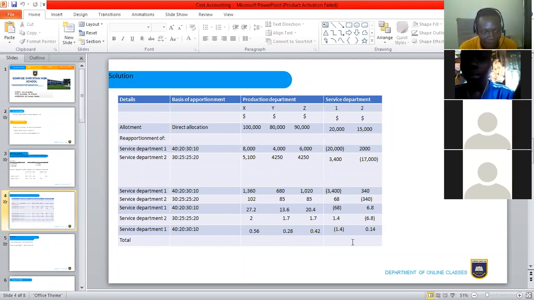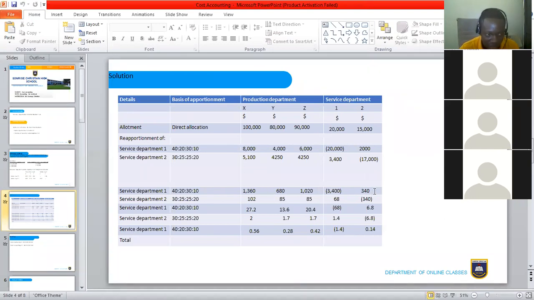1,020. I hope you are doing the workings. All right, 1,020. Then the last one, Emmanuel, that will be 10% of 3,400. So 340. All right, 340. So we are done with that.